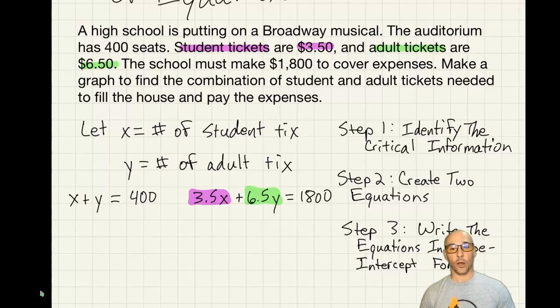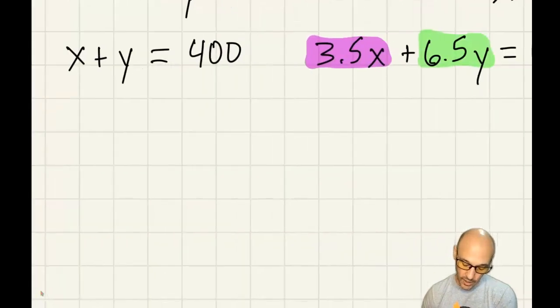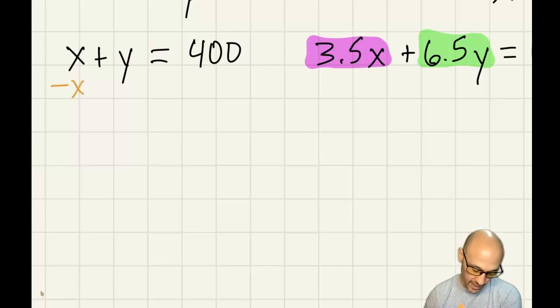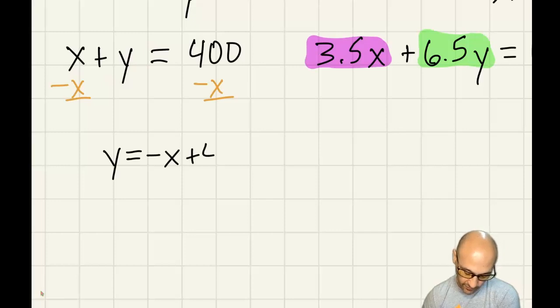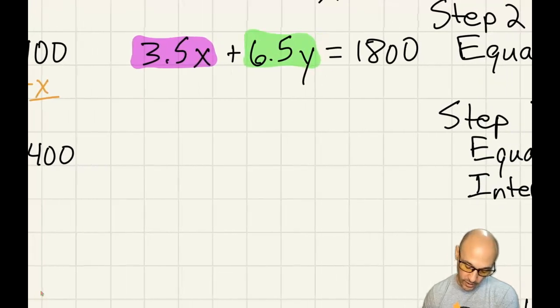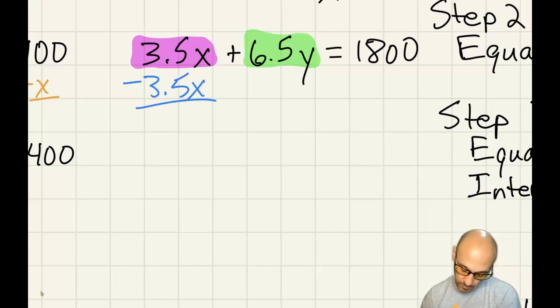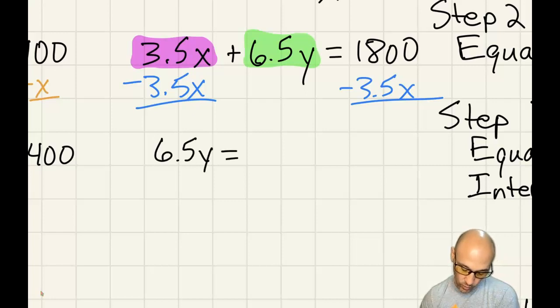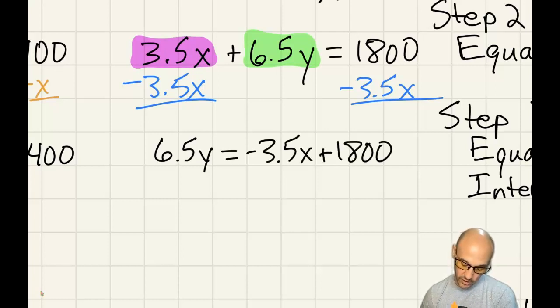So there are 2 equations. Notice that the first one is pretty close to slope-intercept form, y equals mx plus b. All we need to do is subtract x from both sides, and we get y is equal to negative x plus 400. Over here on the other side, first we subtract 3.5x, and when we do that, we get 6.5y is equal to negative 3.5x plus 1,800.